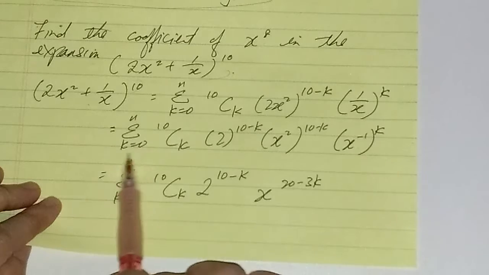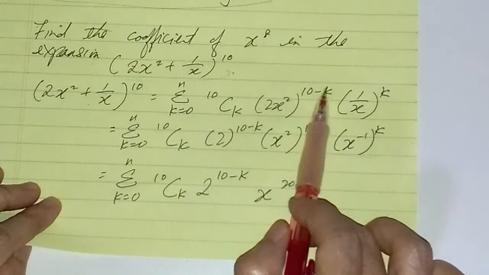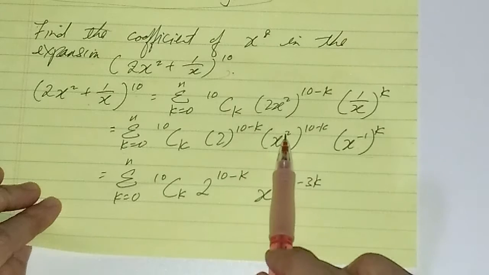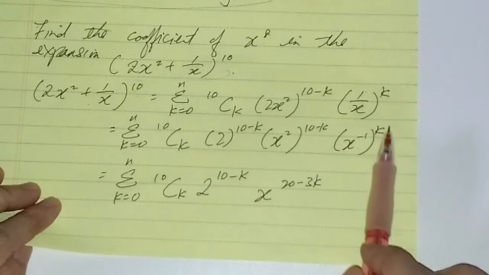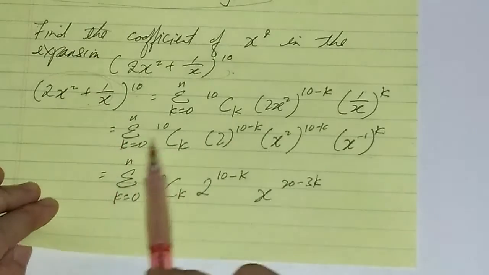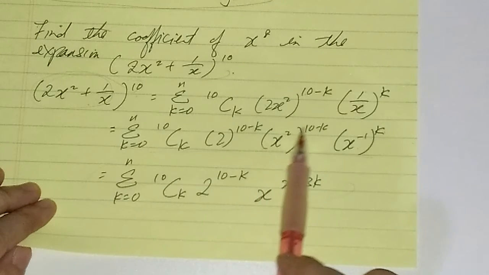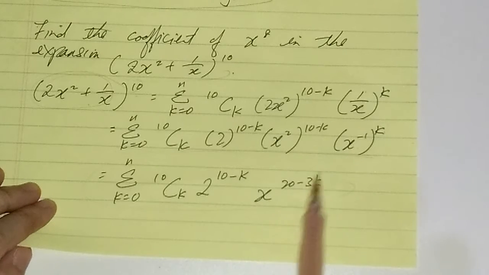And then the next step, I just tidy up the maths. Take out the 2 to the power n minus k, where n is 10. So 10 minus k, and then x squared to the power 10 minus k, and then this is x to the power minus 1, and then the power k. So expand this one using the binomial theorem, you get this. The next step, just tidy up the maths. So 2 times 10 minus k will be what? 20 minus 2k. But here there's another minus k, so minus 2k minus k will be minus 3k.